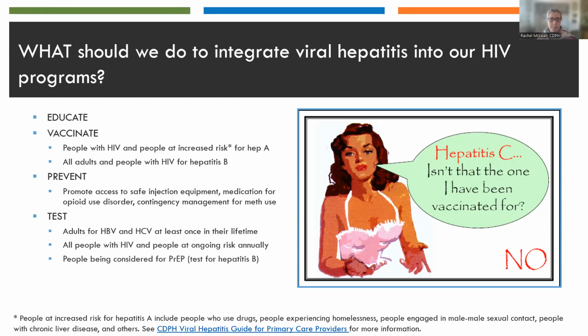for hepatitis C. In terms of testing, all adults should be tested for hepatitis B and hepatitis C at least once in their lifetime. This is a new recommendation from CDC. All people with HIV and people at ongoing risk should be tested periodically for viral hepatitis as well. And people that are being considered for HIV pre-exposure prophylaxis, or PrEP, should also be tested for hepatitis B.